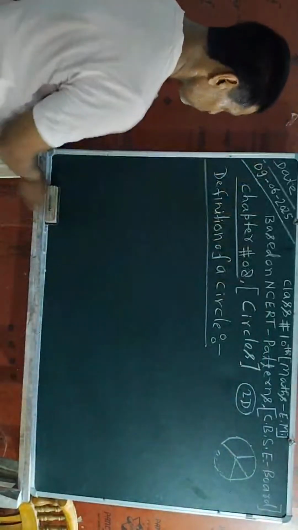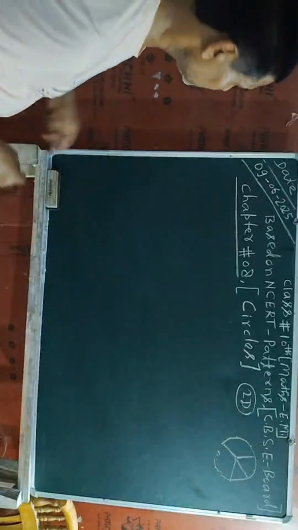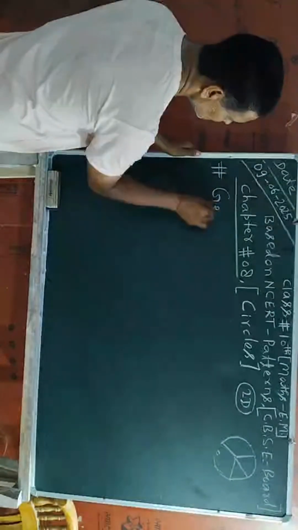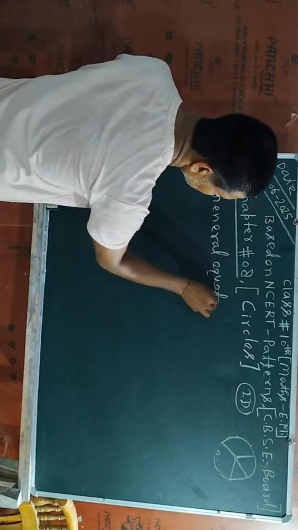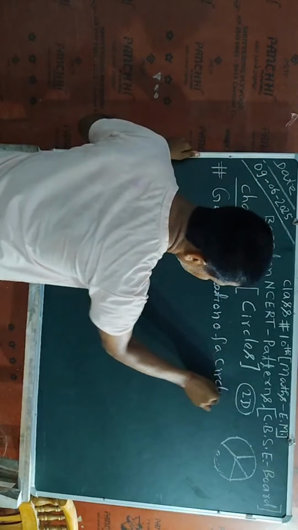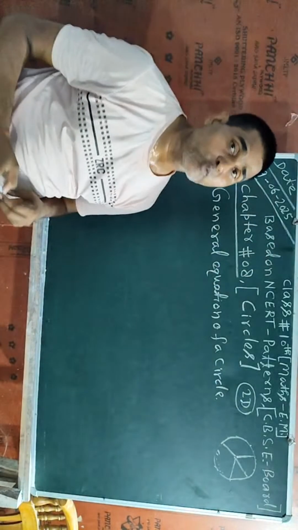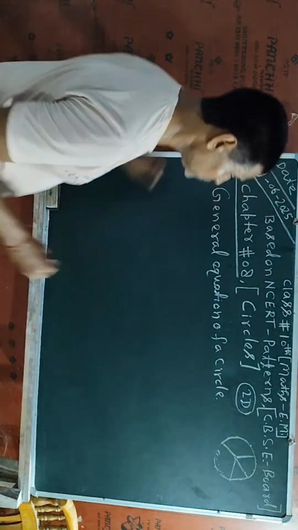Okay, student. Now here I am going to write the general equation of the circle. First of all I will explain the equation in two variables x and y. First here I am going to write the general equation of a circle. General equation of a circle we have to explain. First of all, I am going to write the general equation of coordinate geometry in two variables x and y.